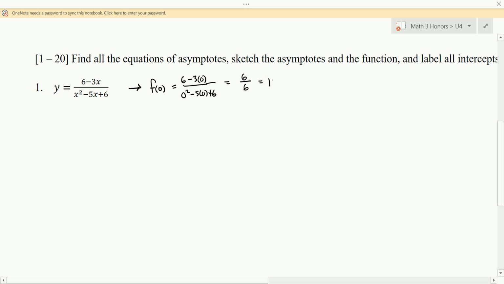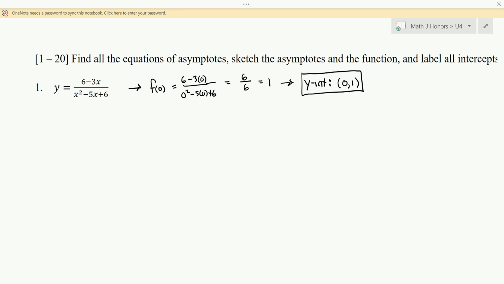And why are we doing this? Well, we are finding the y-intercept, so label it y-intercept. The y-intercept is actually a point. What's the coordinate of that point? 0, 1. Then box in your y-intercept. That's the first thing I want you to do: find that y-intercept. And again, I'm going to model the way I want you to organize your work.